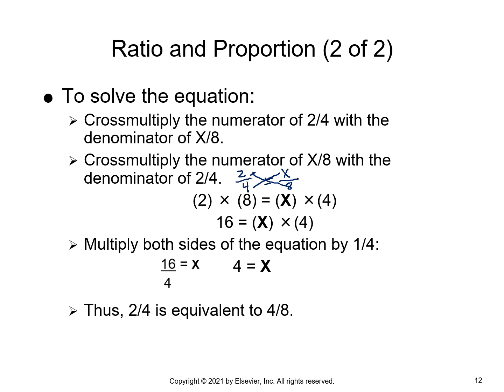And so when you work these out, 16 equals x times 4. And then, of course, you would try to get the x to the side by itself. So you're going to divide on both sides. So divide by 4, that cancels that out. Divide by 4, which you see here, 16 divided by 4. And that gives you an answer of 4. So therefore, 2/4 is equal to 4/8.